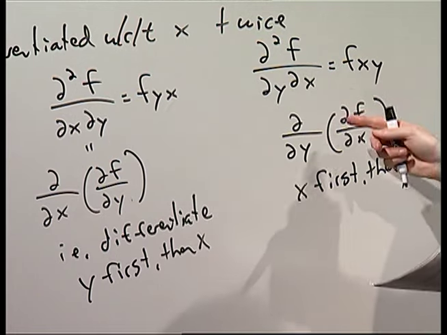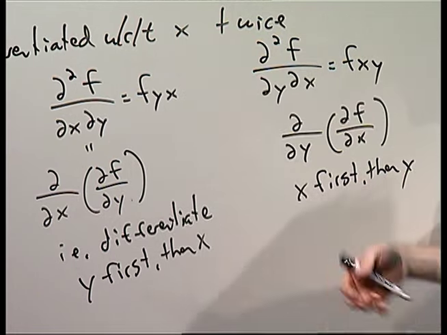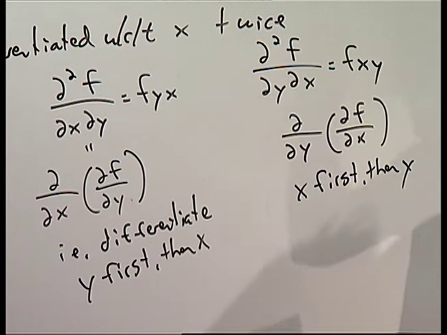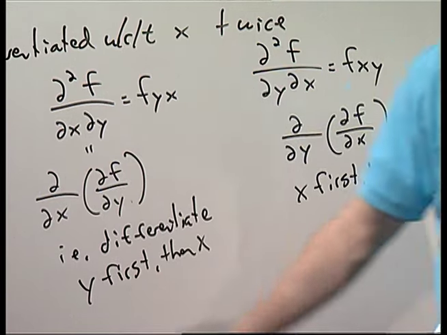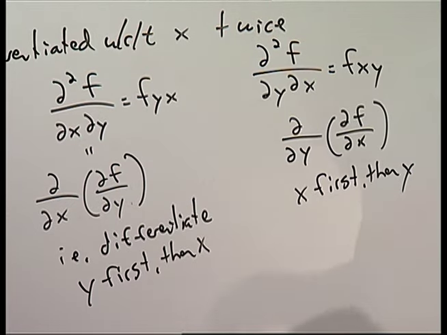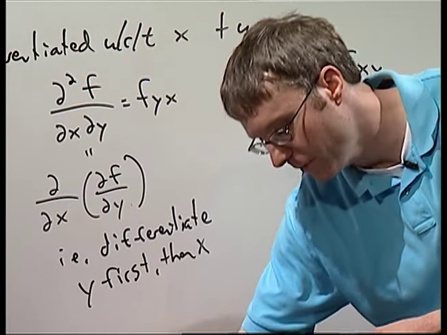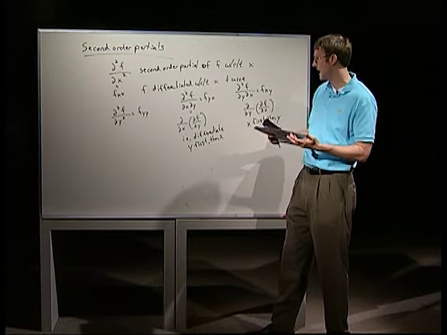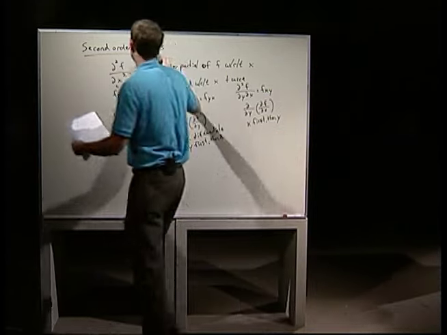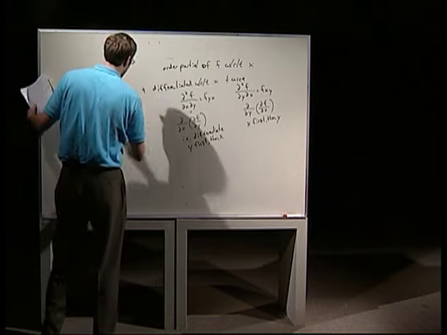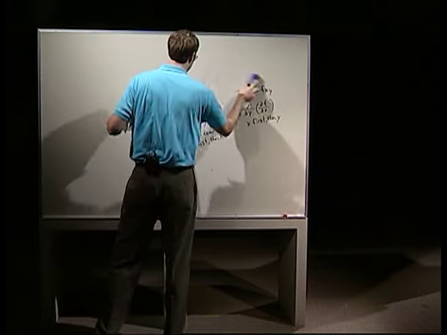And these are called the mixed second-order partials. They are second-order partials that are one, then the other. These are just straight second-order partials. These are not mixed, just the same variable twice. All right, let's try an example here. Let me get rid of some of this. Let's see if we can do some second-order partials.